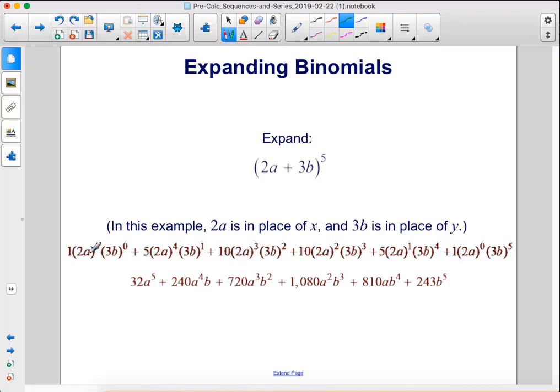1. However, now we have 2a in here instead of just x. So we're going to have to simplify that. So 2a to the 5th times 3b to the 0, this goes away since 3b to the 0 is 1, and that 1 also goes away. 2a to the 5th is 32a to the 5th, because 2 to the 5th power is 32. So you just go through and simplify each term that exact way, and you end up with this.